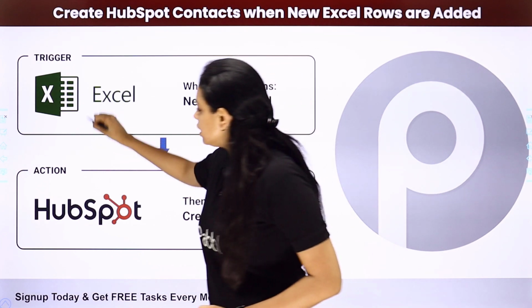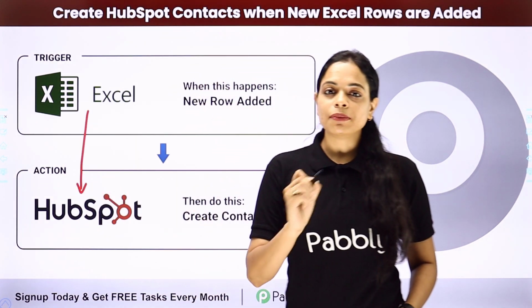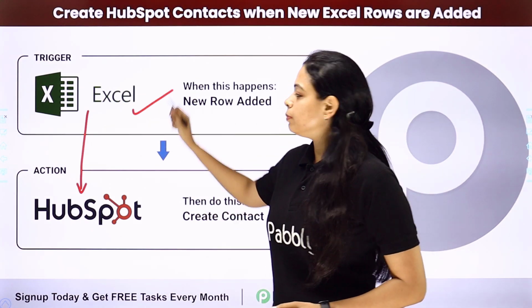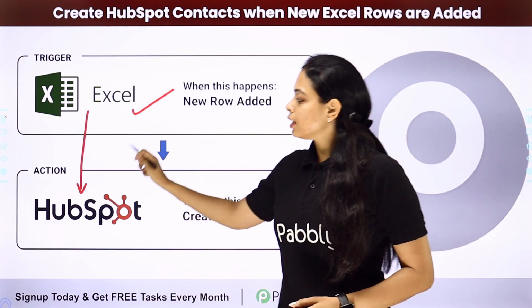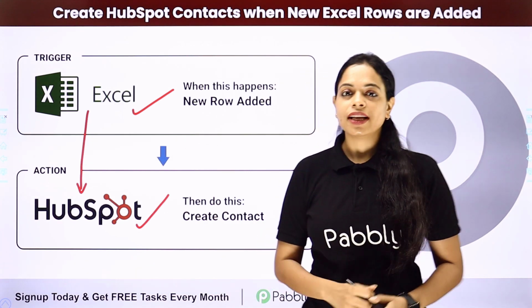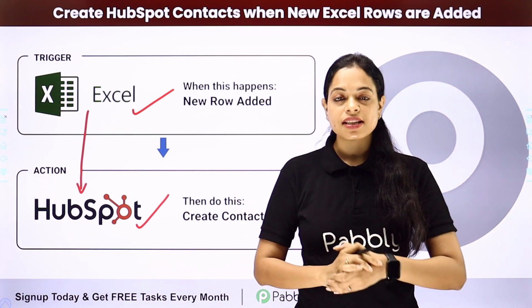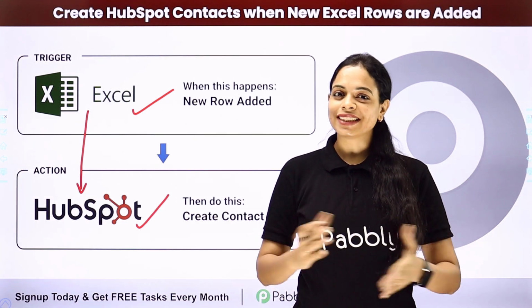For this, you will have to integrate these two applications, and the same thing can be done using Pabbly Connect software. So here, your trigger application will be Microsoft Excel and your action application will be HubSpot. Now, how can you integrate and automate this entire process yourself? To understand that, let me take you to my screen.